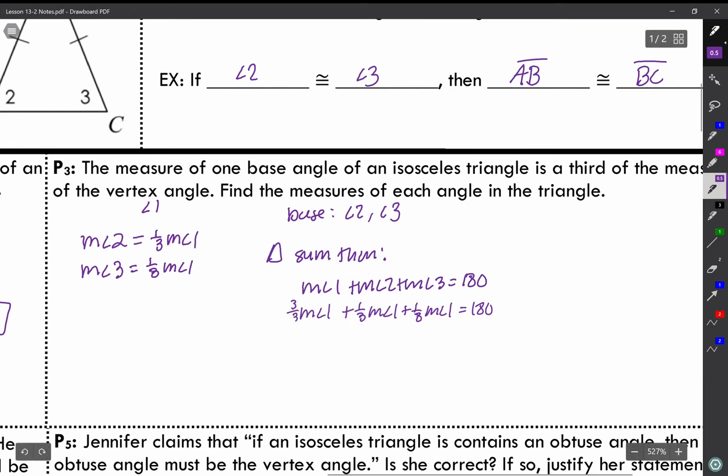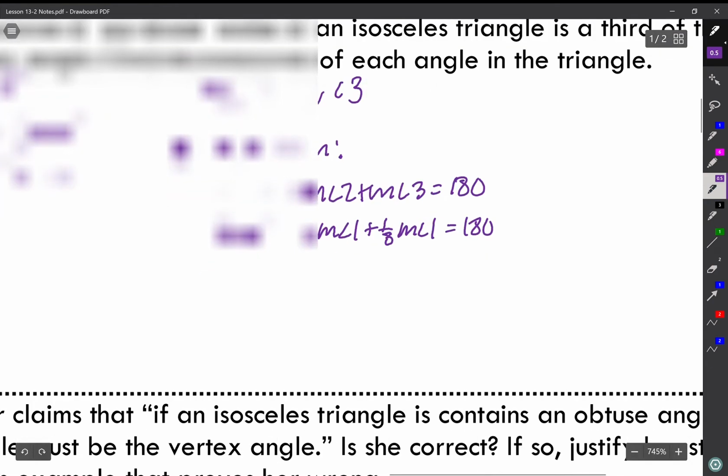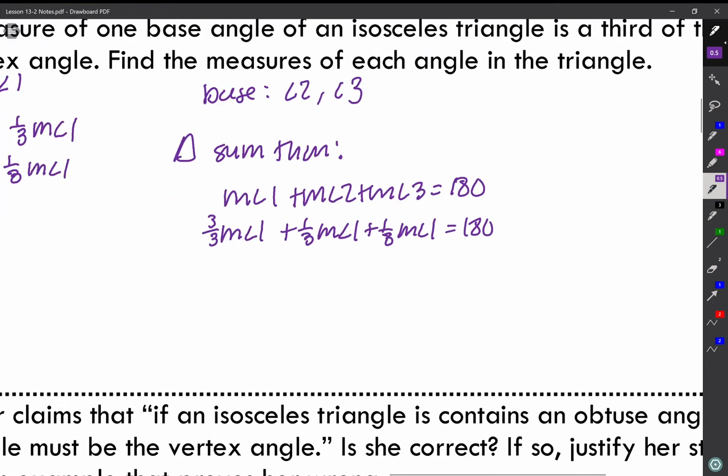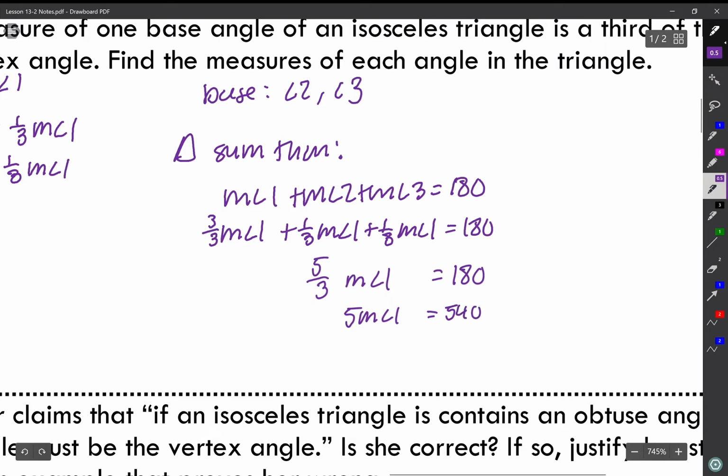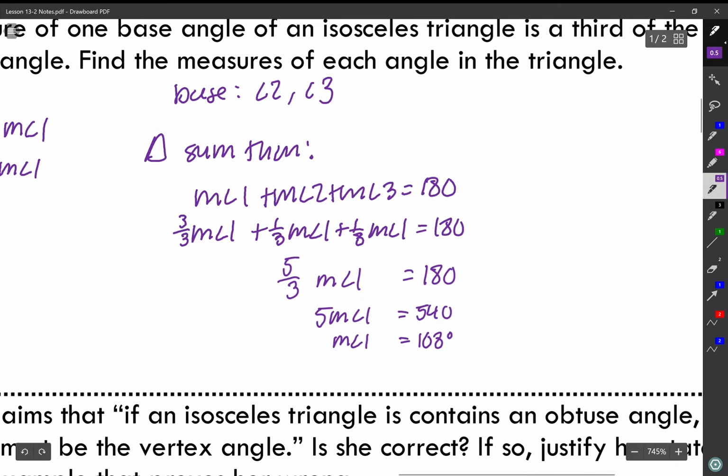So I need common denominators. I'm going to write that as 3/3 times the measure of angle 1. Okay, we have common denominators now, so 3 plus 1 plus 1 will give me 5/3 times the measure of angle 1 is equal to 180 degrees. So let's solve this. Multiply both sides by 3 to get rid of that 3 in the bottom. So we get 5 times the measure of angle 1 is equal to 180 times 3, which will be 540. And then divide both sides by 5, so the measure of angle 1 is just equal to 108. Okay, so we're going to find the measure of each angle though.